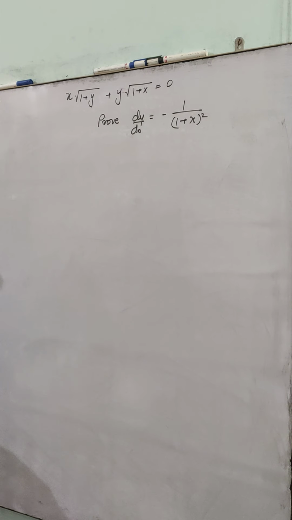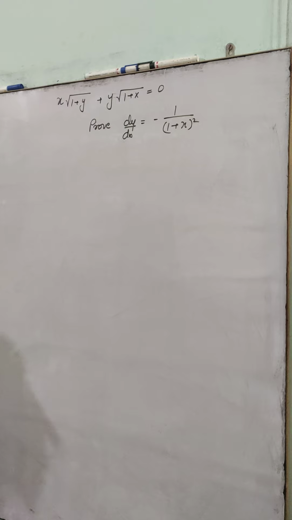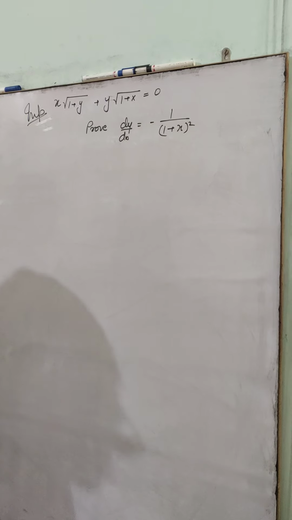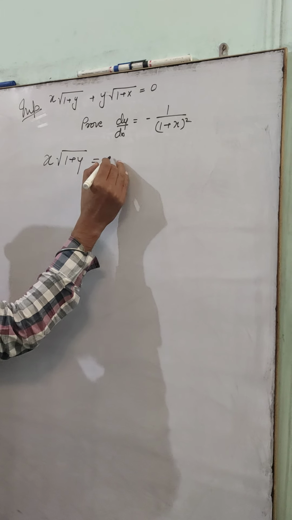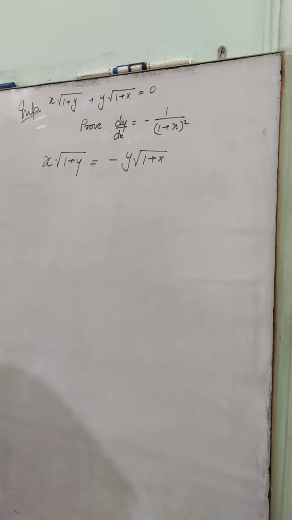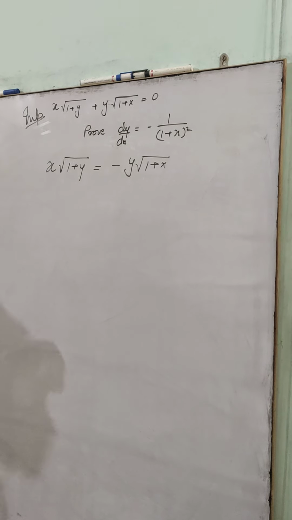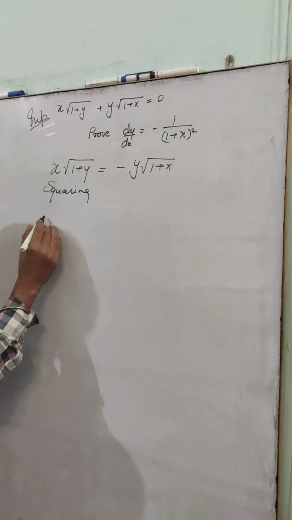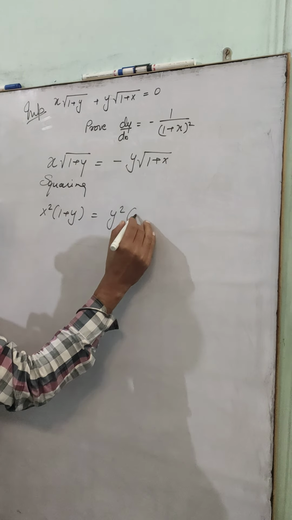Now we are going to do another question. This is x√(1+y) + y√(1+x) = 0, one of the very important questions. To do this, x√(1+y) can be written as minus y√(1+x). Differentiation with square roots is a little tough, so I am squaring both sides. It becomes x²(1+y) = y²(1+x), and the square roots get cancelled.